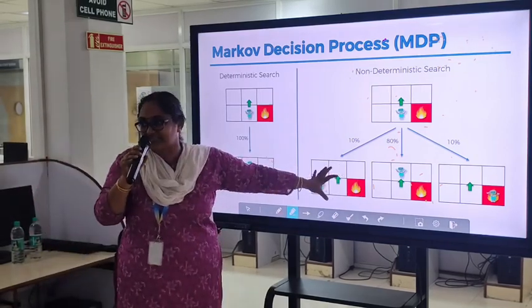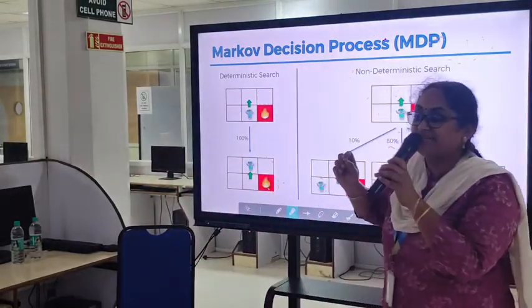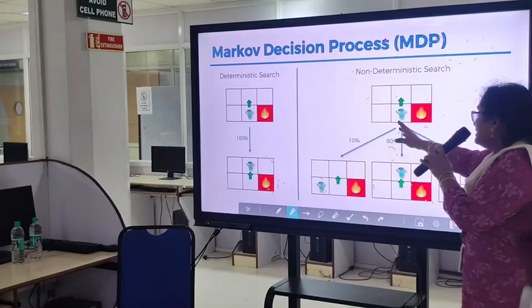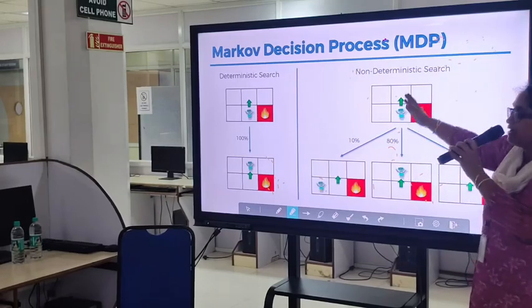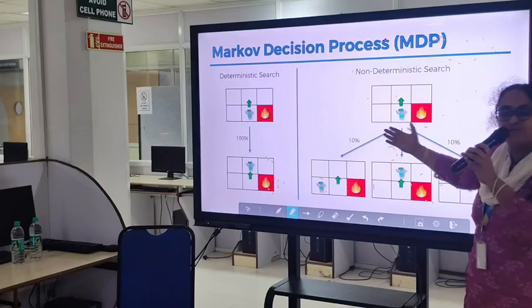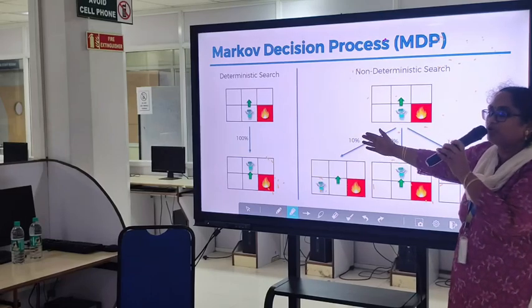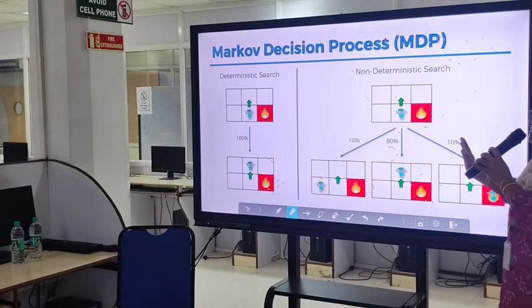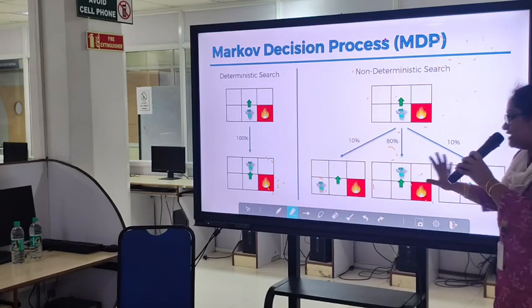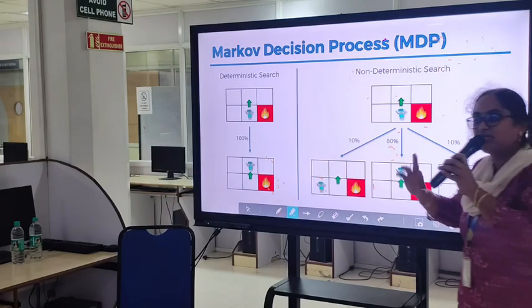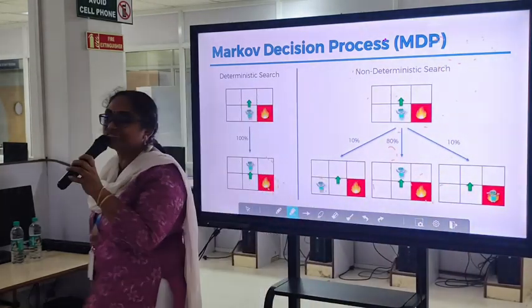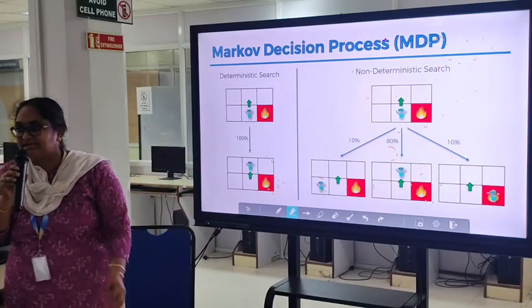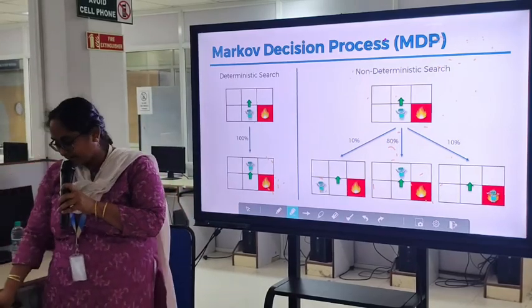Deterministic search means the probability that the agent will take that action is 100%. In a non-deterministic search, the probability that he will take that action is not 100%. It is split. There is some probability. He may go left, he may go right, or he may go up from this particular state. Just for example, if there is a 10% probability that he goes left, there is an 80% probability that he goes up, and a 10% probability that he goes right. So that is what is given here. Markovian decision processes are applicable only if you have a non-deterministic search, not a deterministic search. That you have to keep in your mind.